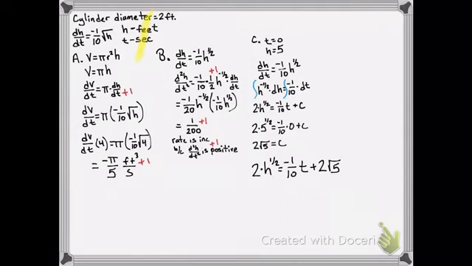We're going to have to divide everything by 2, and so that'll leave us with h to the 1/2 equals negative 1/20th, since we're dividing by 2, t plus just radical 5 now. And then finally we will square both sides to get that h is equal to the quantity negative 1/20th t plus radical 5 quantity squared.